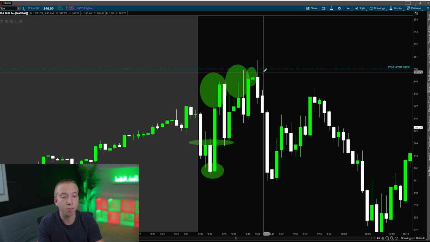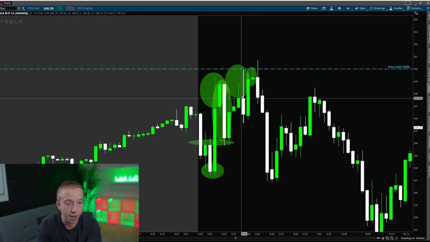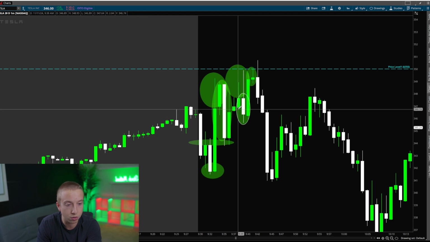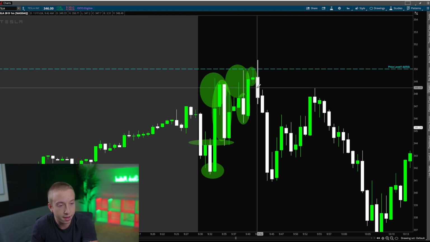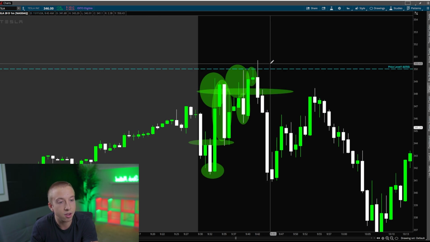Because, guess what happened last pullback? We dumped like that. What happened to the other last pullback? We literally dumped under both of those candles right there. So I want to see a pullback around this area and then go up.